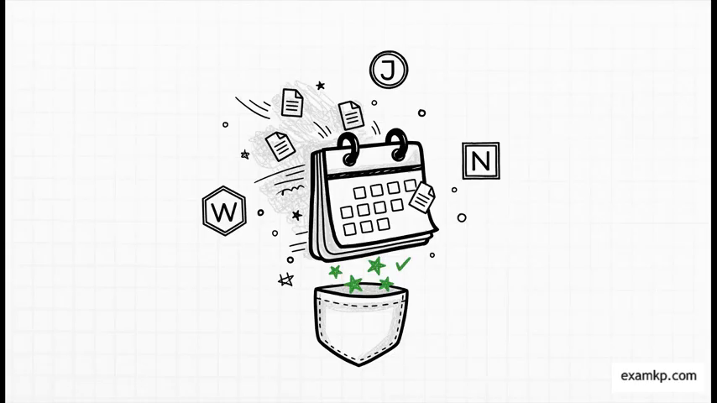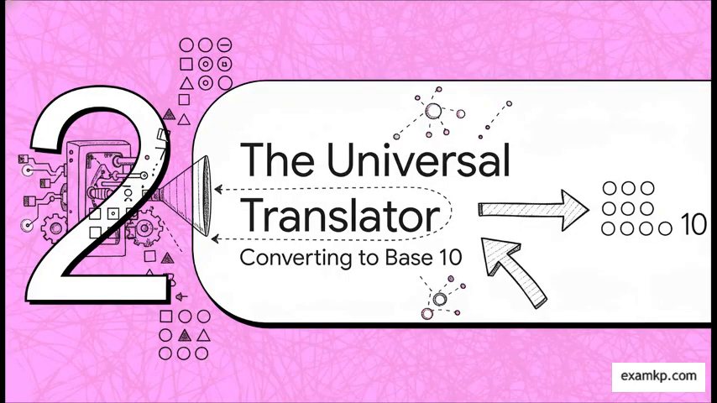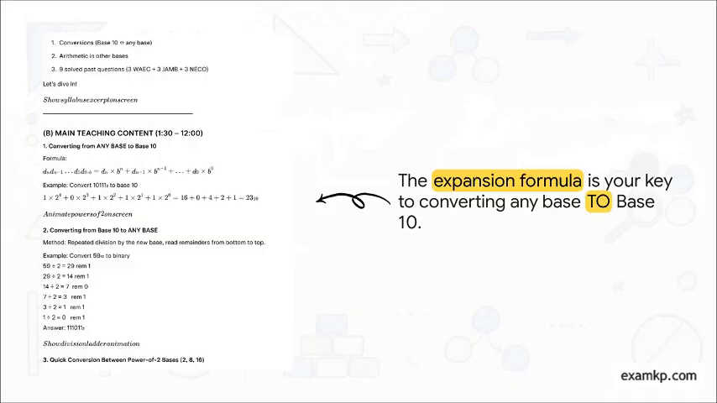So how do we start tackling these questions? Well, it all starts with one core skill. Let's get into section 2, the universal translator. This is all about converting any number from any strange base into the base 10 system that we use every single day. My people, pay close attention here because this right here is the master key.